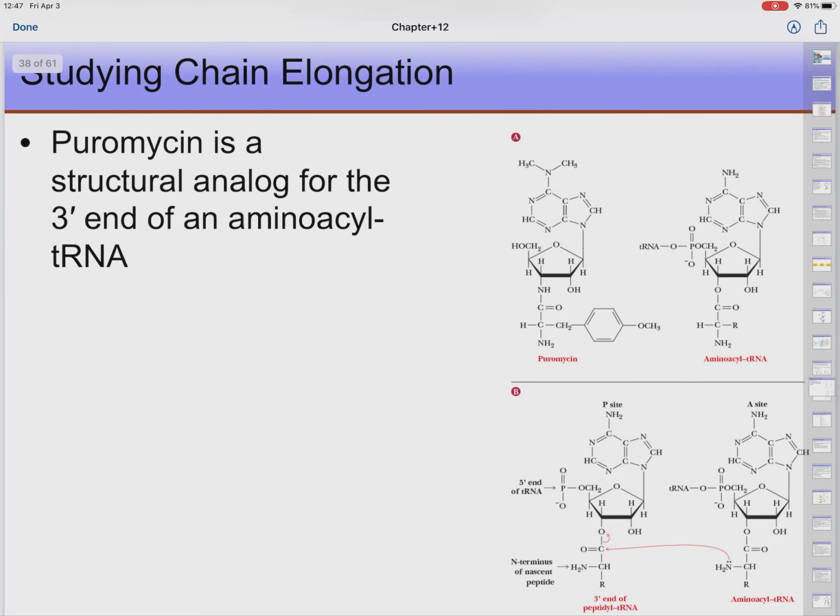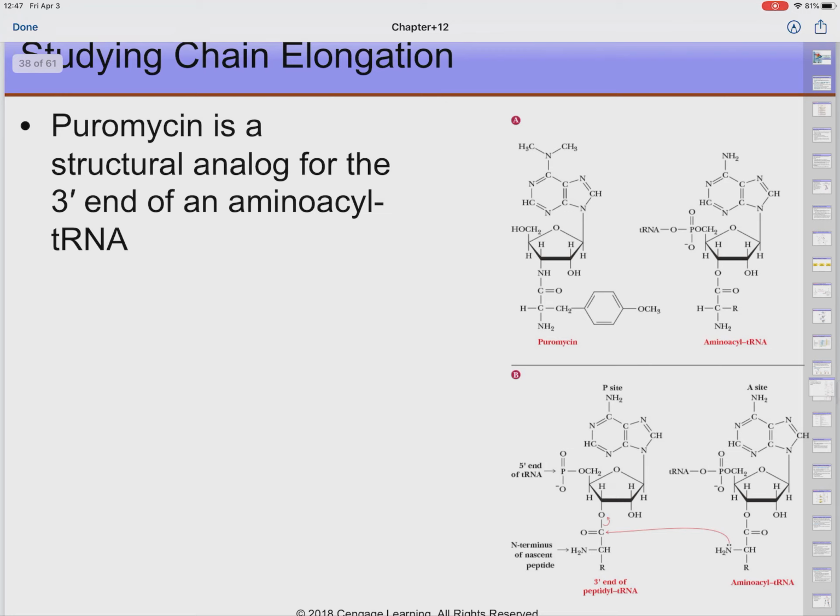Now everything we know about chain elongation, we figured out using these analogs, these structural analogs. So this is puromycin. Puromycin looks a lot like the 3' end of the amino acid tRNA. And so what they found out was when they used this analog, it would bind to the P site and to the A site. This is how they discovered what P site and A site were, that they were actually things. When it binds to the P site, nothing happens. It just stops translation.